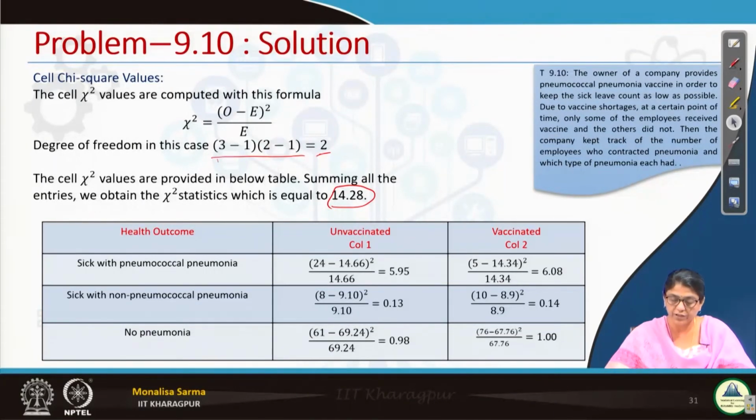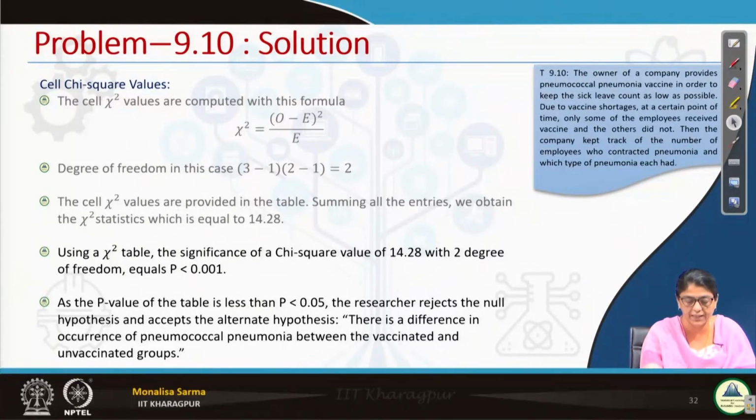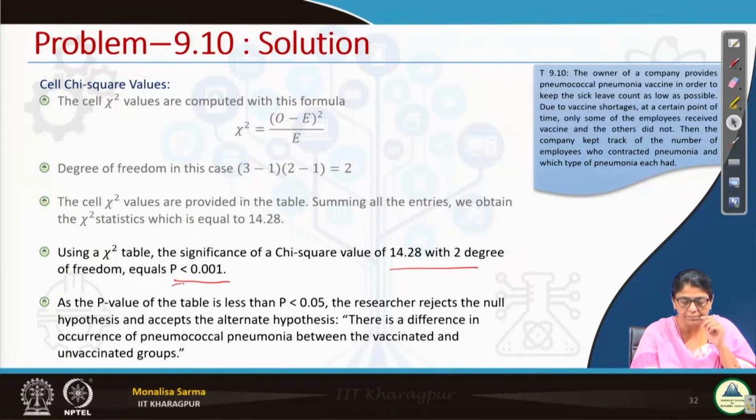So for 2 degrees of freedom and a value of 14.28, if you see the chi-square table, the p value, the probability for that, is less than 0.0001. I am not showing the table here, I have shown it many times. I am sure by now all of you are comfortable with that. If you consult the chi-square table, you will see for 14.28 with 2 degrees of freedom, it has a very small p value.